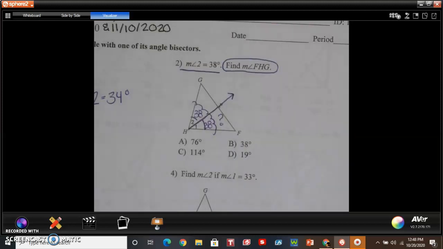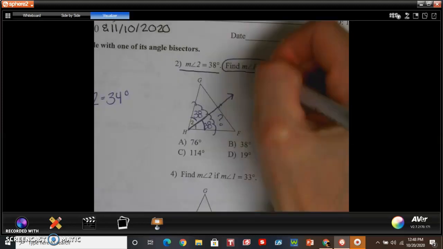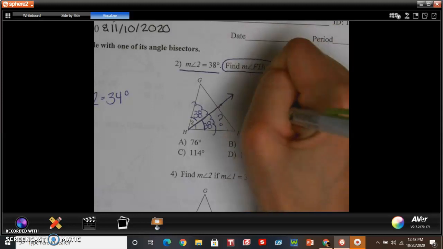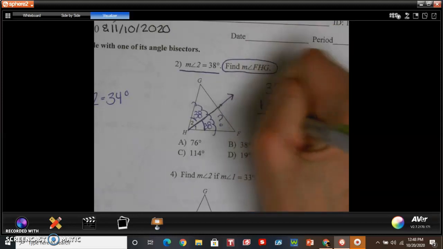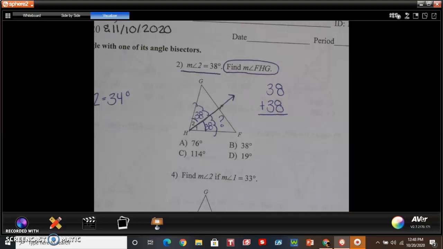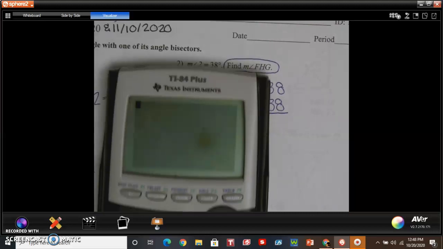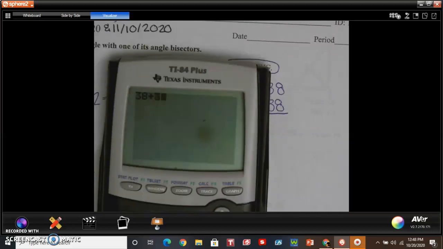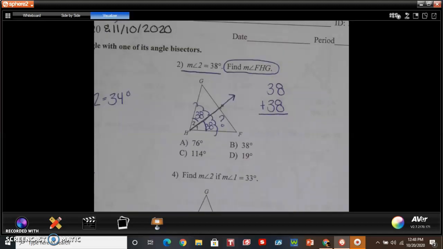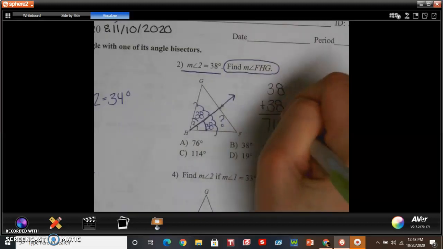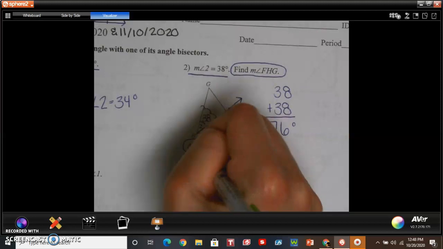So to find the entire thing, we would say 38 plus 38. Please use the calculator if you struggle. So we would say 38 plus 38, and we get 76. So the entire thing is 76.